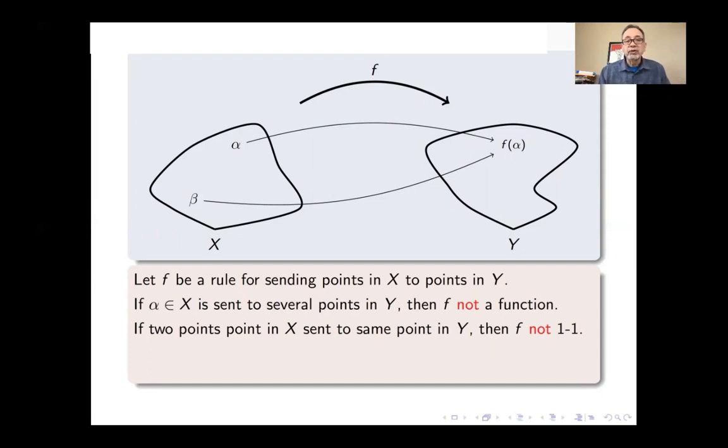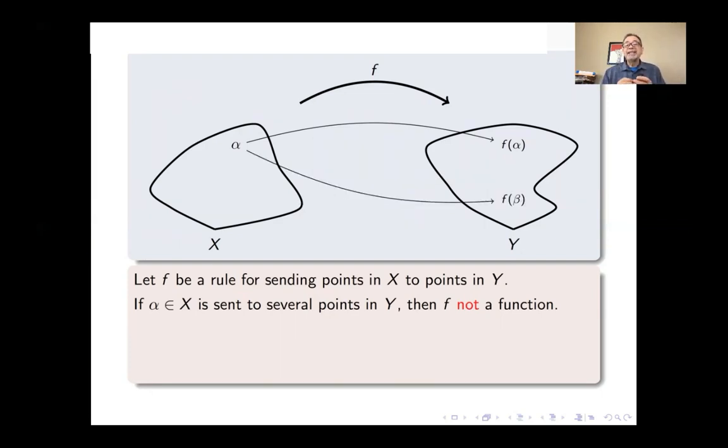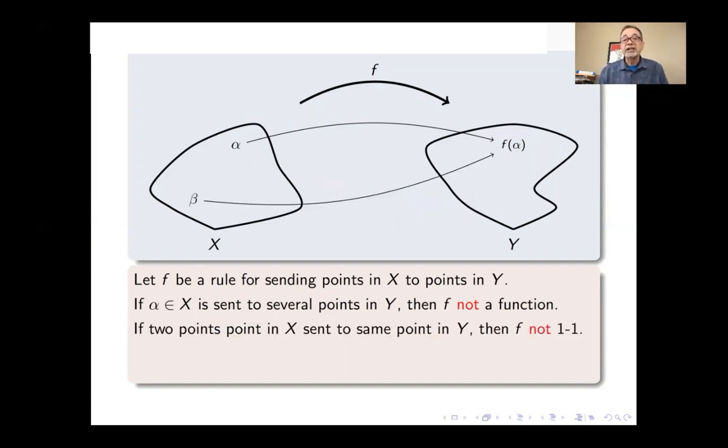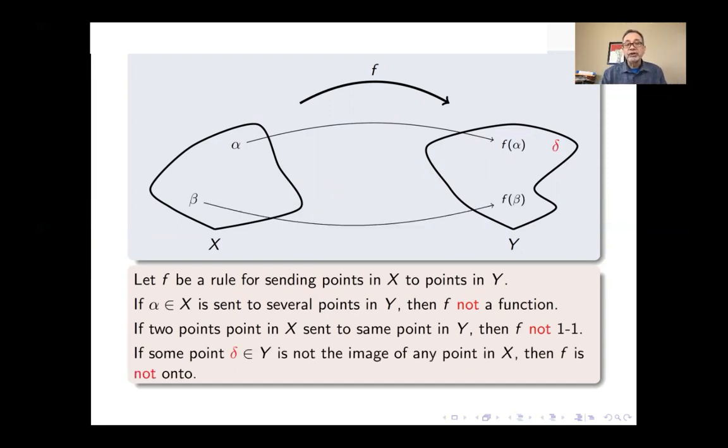Sometimes these two things are confused. A function is something that does not send one point to several points. A one-to-one function is a function that does not send two different points to the same point. And a function is not onto if there's something in the codomain y, something like delta, that's not hit by anything. That's not the image of any point. So to be onto means that everything in y is the image of something in x.